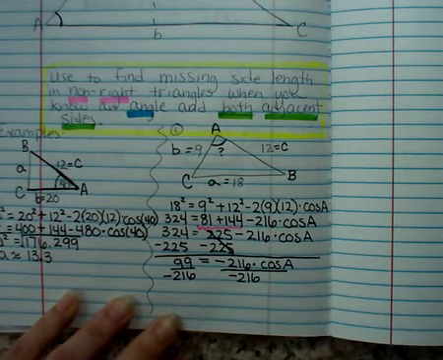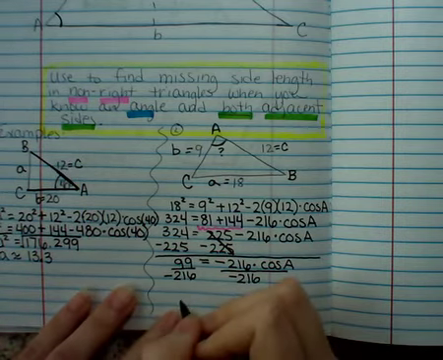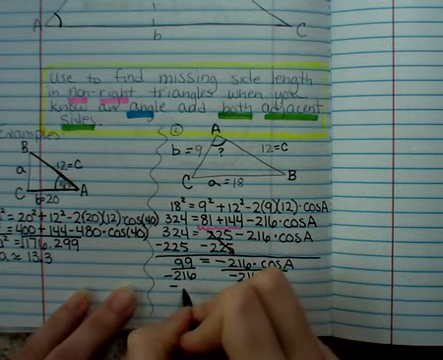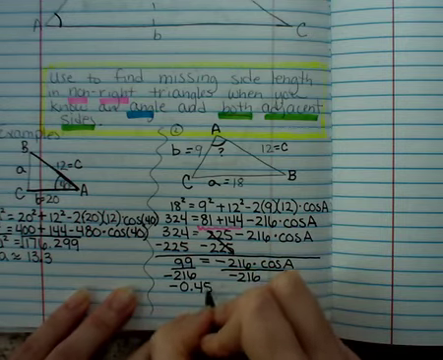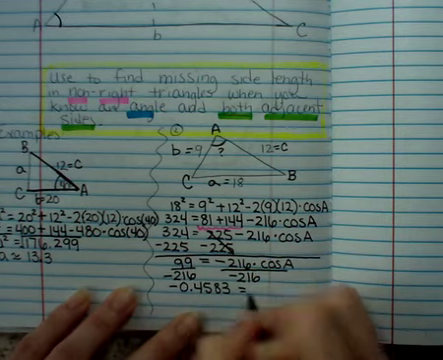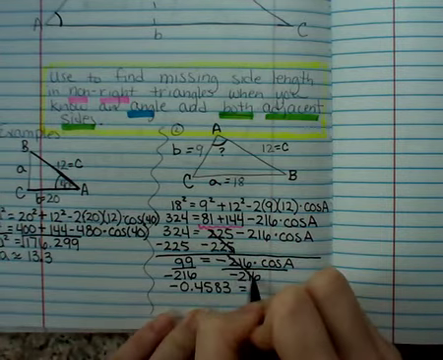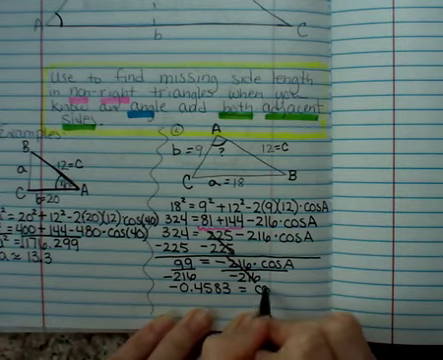And we end up with, when we divide that, and this is another place where I don't want you to start rounding. Go ahead and keep as many digits as you see. So we're going to have negative 0.4583 equals this negative 216 divided by negative 216 is just 1, so 1 cosine A, or just cosine A.